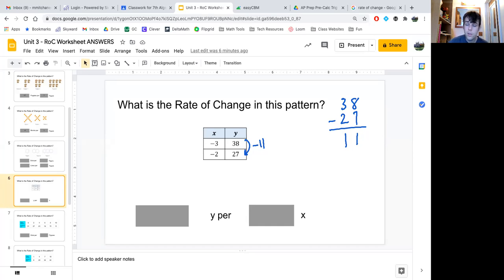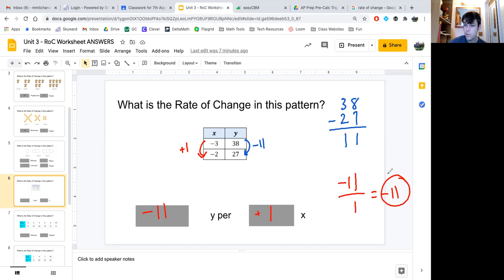And then x, we're going -3, -2. That's getting towards the positive, so we're actually going up, increasing by 1. So our rate of change here is -11, decreasing by 11 per 1, or per +1x. We will write that in the future as a ratio, as a fraction, -11 over 1, the change in y over the change in x, which can simplify to a single number when we do this as division to just be -11.